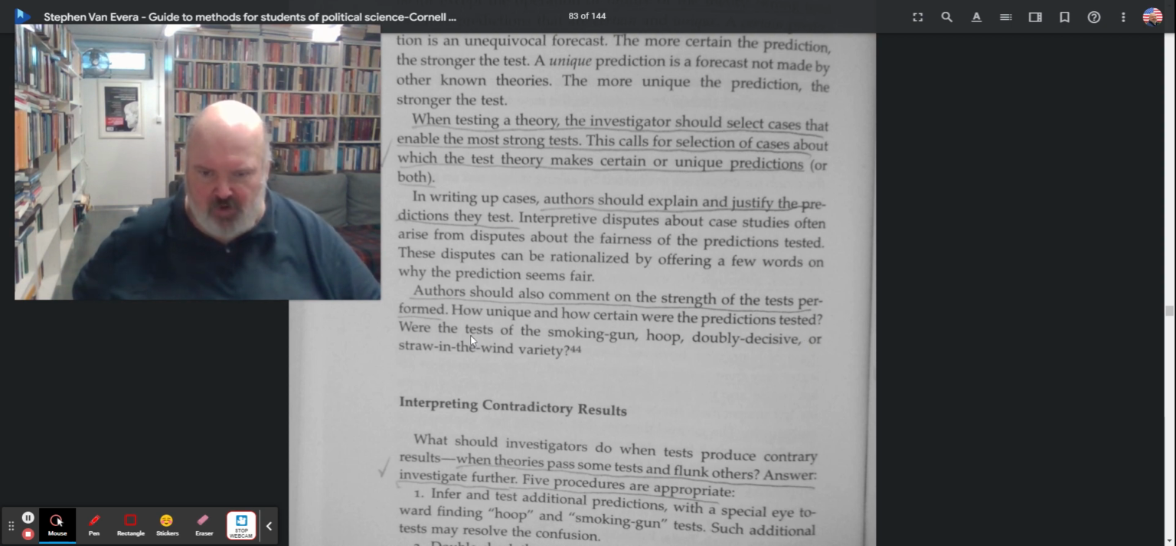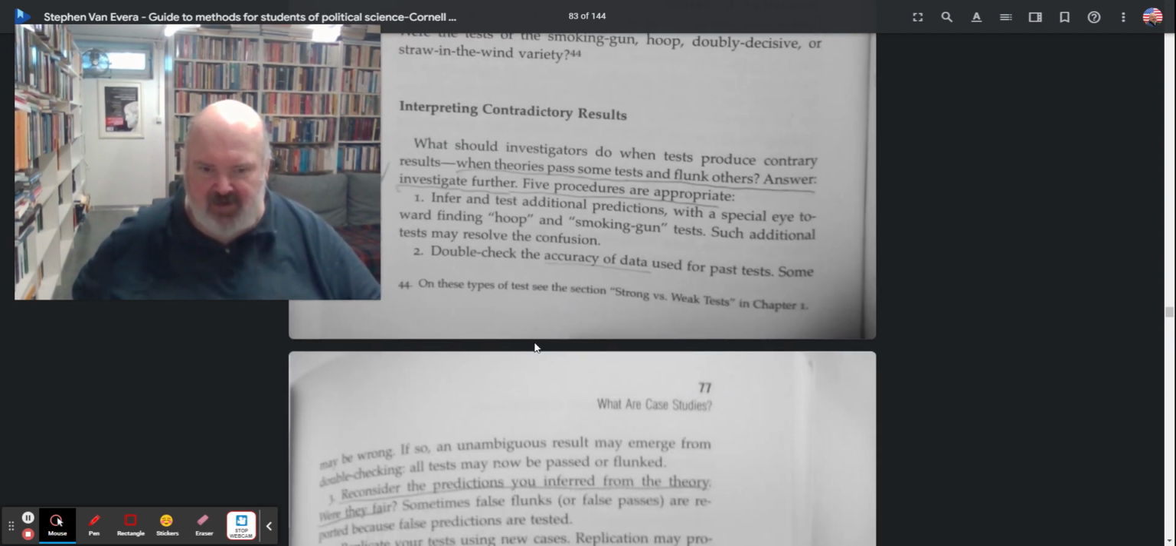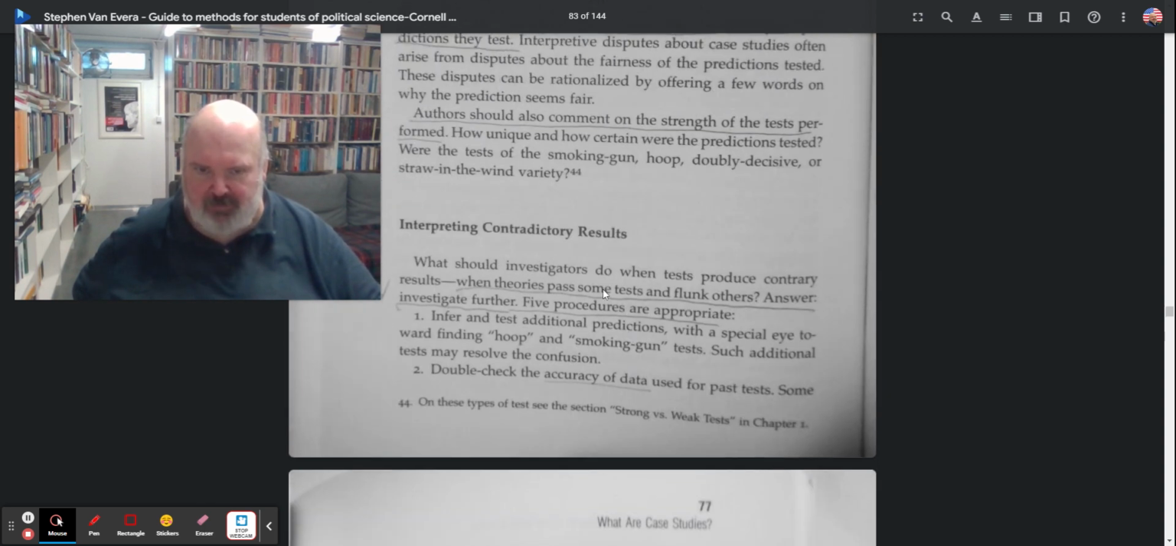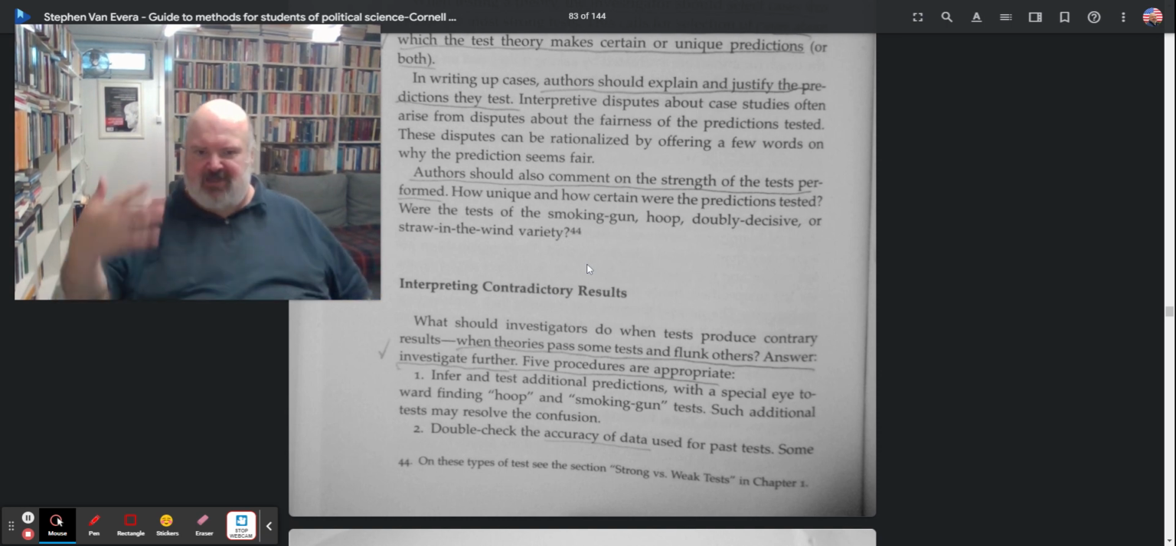Were the tests of the smoking gun variety? Were they smoking guns, hoop tests, double decisive, or straw-in-the-wind varieties? Again, see what these things mean in the section on strong tests in chapter one. We talked about this, right? So therefore, we should note which varieties the tests are, whether they are this or that.